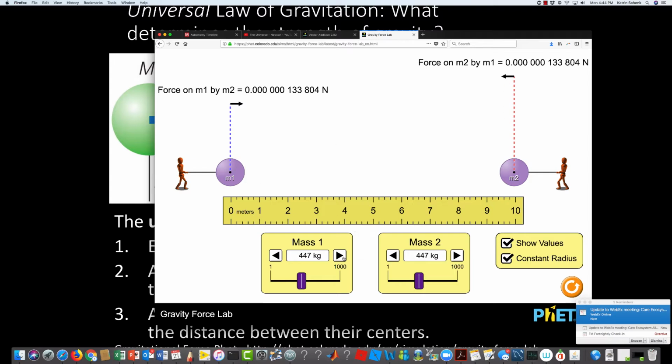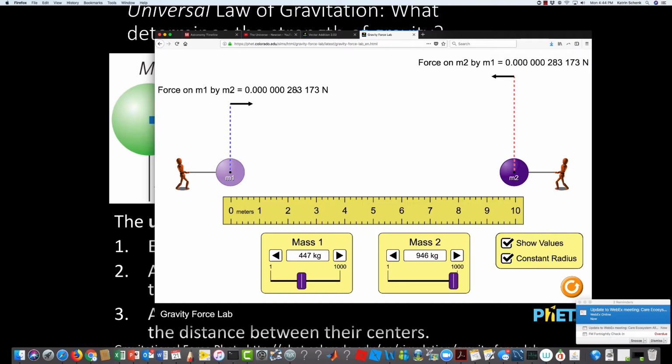All right, let's see what happens when we change the mass of one of them. Let's change this guy's mass. I'm just going to make him really big. See how it's getting a little darker? That means it's getting heavier. Look, the arrows got bigger because as I change the mass of one of them, the force gets bigger.